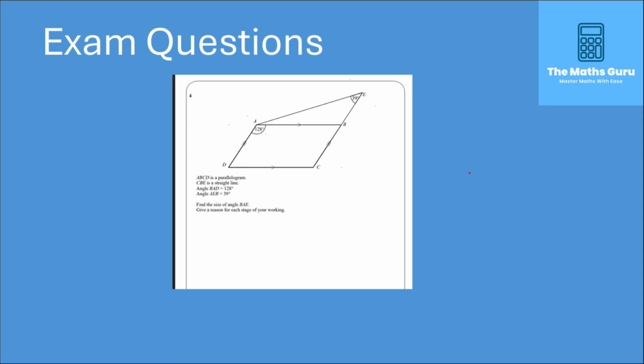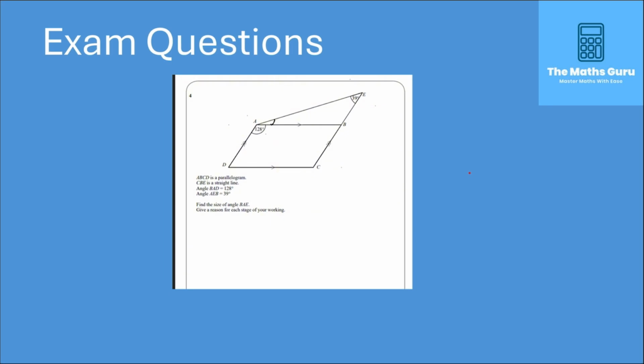We are told ABCD is a parallelogram, CBE is a straight line, angle BAD is 128 degrees, angle AEB is equal to 39 degrees. Find the size of angle BAE. So BAE, that's the size of this angle here. Give a reason for each stage of your working out.